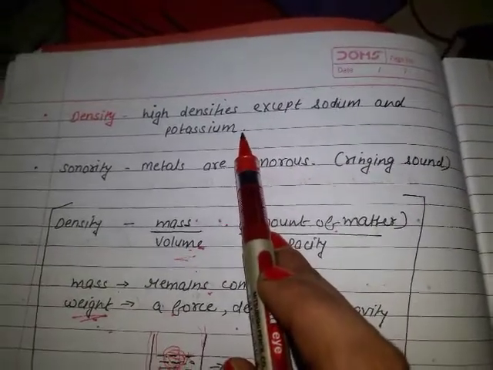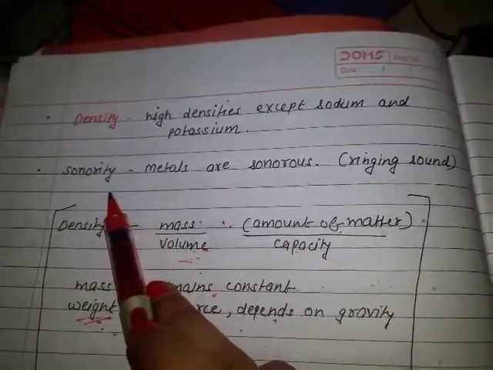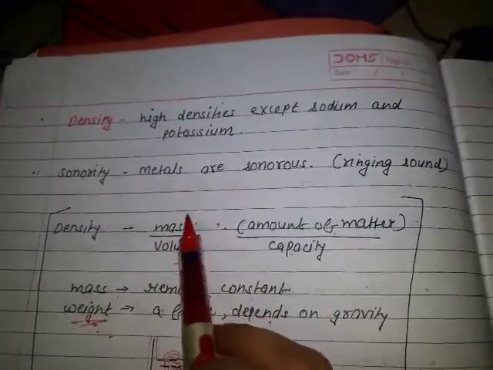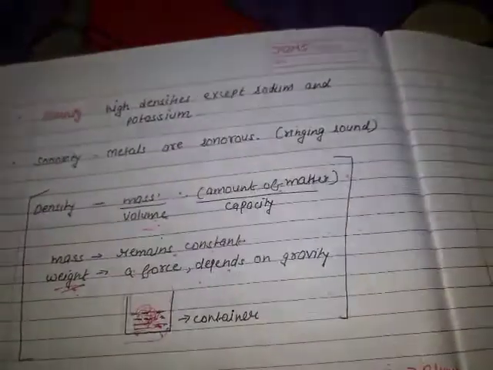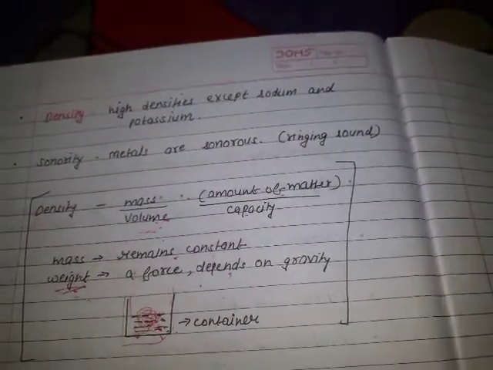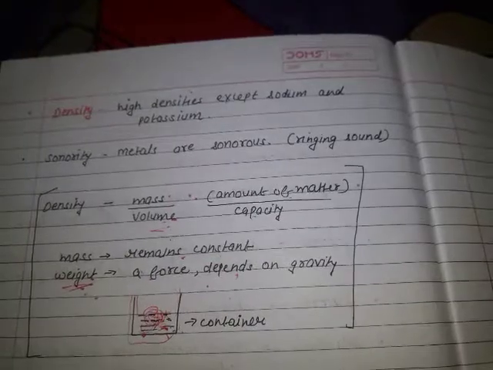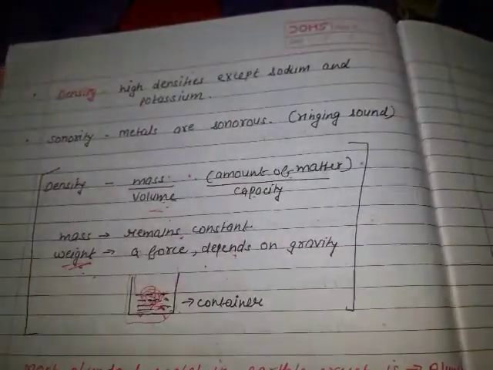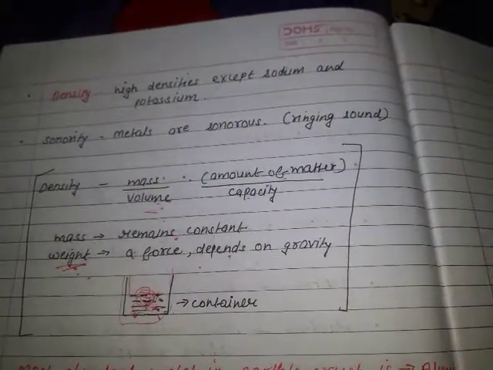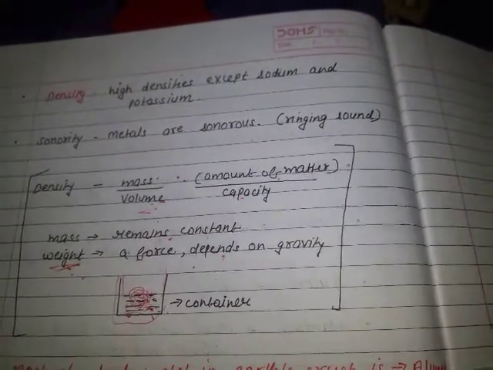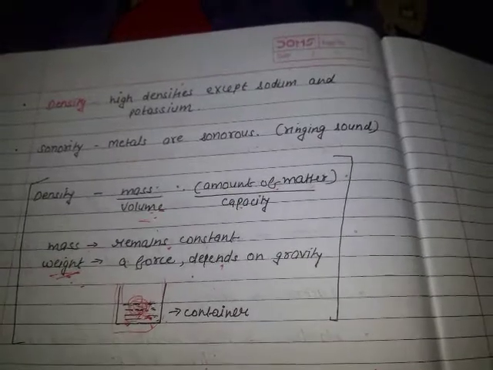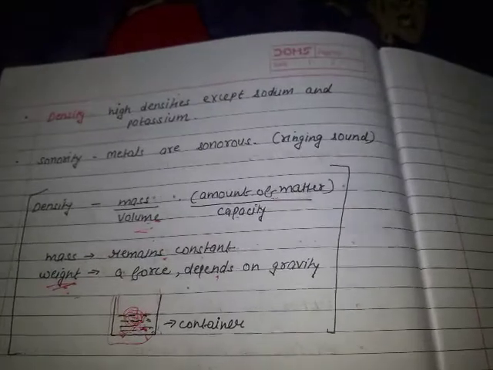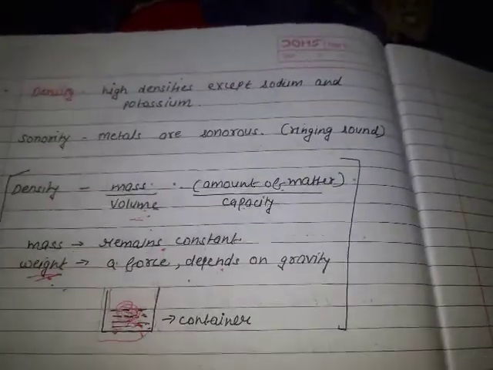The last property is the sonority. Sonority means metals produce sound when hit by a hammer. So metals will produce a ringing sound when hit by a hammer. That is why metals are used for making bells and wires for musical instruments. Now let's revise our topic.